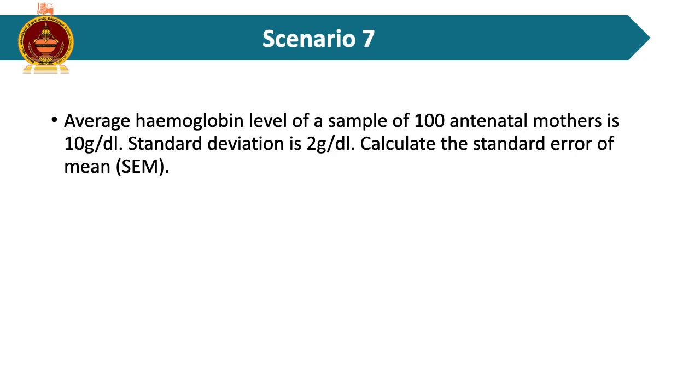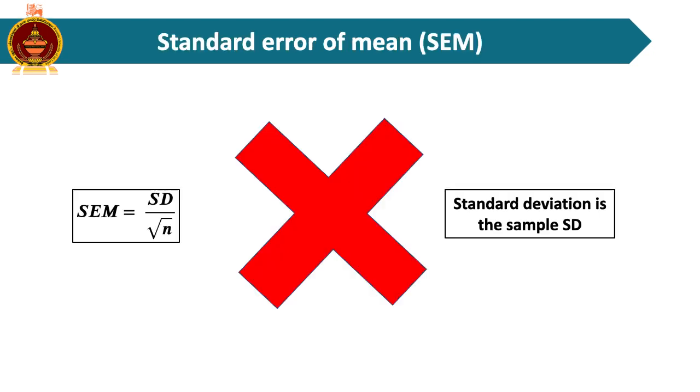Scenario 7. The average hemoglobin level of a sample of 100 antenatal mothers is 10 grams per deciliter. Standard deviation is 2 grams per deciliter. Calculate the standard error of mean, or SEM.